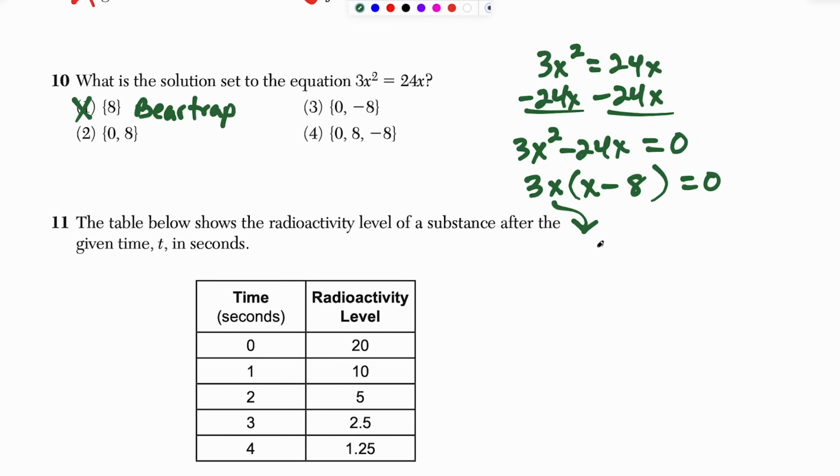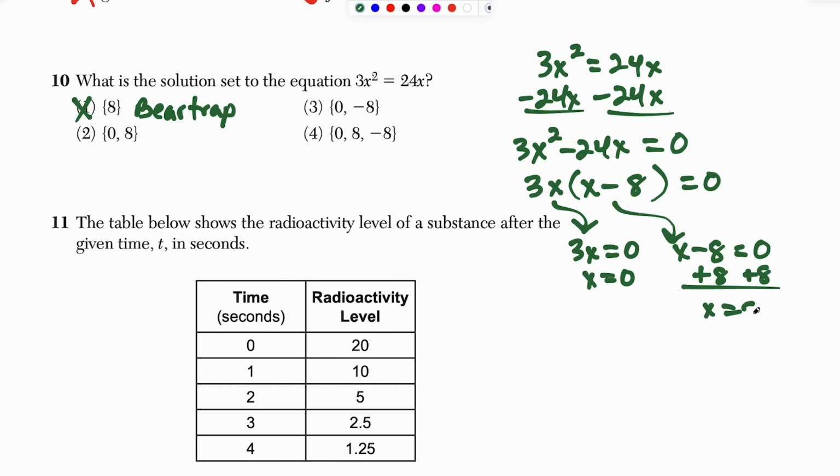And now I set the first factor equal to 0. 3x is equal to 0 when x equals 0. And then I get x minus 8 is equal to 0. This is true if I add 8 to both sides when x equals positive 8. So we actually have two solutions here. We have 0 and 8. So choice 2 is our answer.